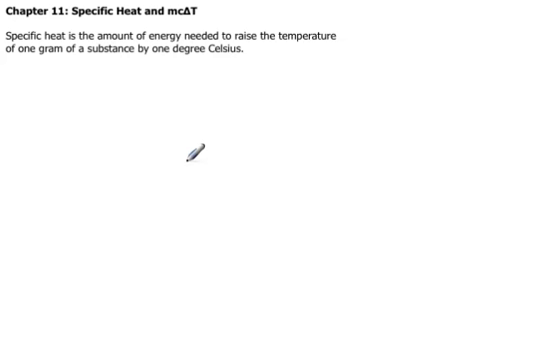So specific heat is represented by the variable C, and the units of C are going to be joules per gram degree Celsius. So that's how many joules does it take to raise 1 gram of the substance by 1 degree Celsius.